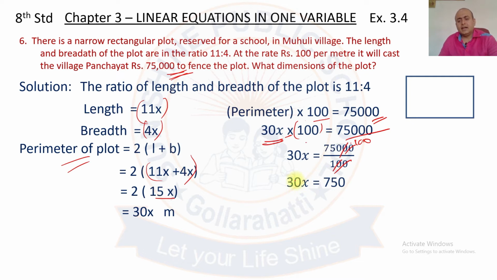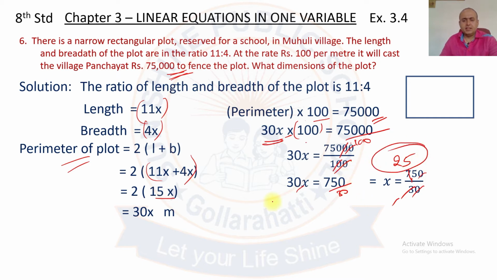Now again, 30 is being multiplied with x, which means you have to divide 750 by 30. x is equal to 750 by 30. Cancel one zero, and 750 by 3: 3 ones are 3, 3 twos are 6, 1 remaining, 3 fives are 15. Therefore, I get 25. The value of x is 25.